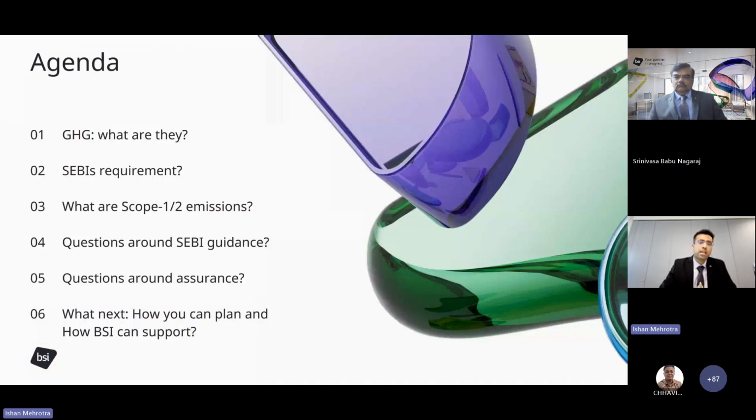With this, let me take you to the agenda slide. Likewise, we have circulated the learning outcomes during our promotions on social media. We have kept the agenda very simple for you. We will talk about greenhouse gases at large. We will talk about what is the SEBI requirement, which are the greenhouse gases important, what is scope 1 and 2 emissions, questions around the assurance, and then how you can plan and how BSI can support you.